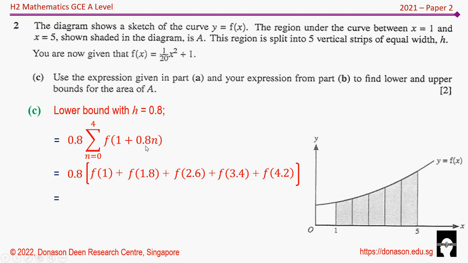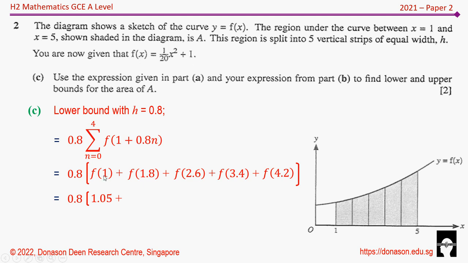1 plus 0.8 times 4 is going to give you 4.2. So that's what we have here. So now we can write down all the values. 0.8 times 1.05, right, because you are given the function f of x is 1 over 20 x squared plus 1.